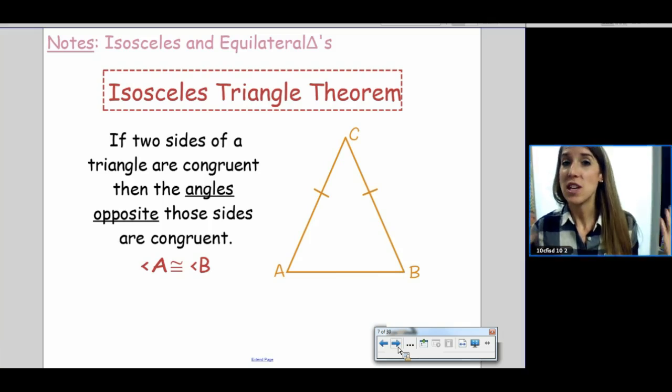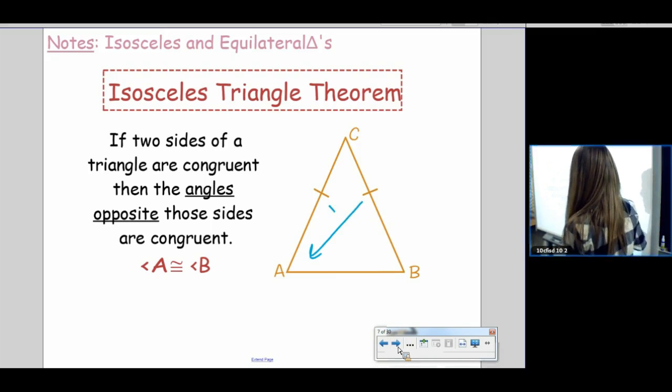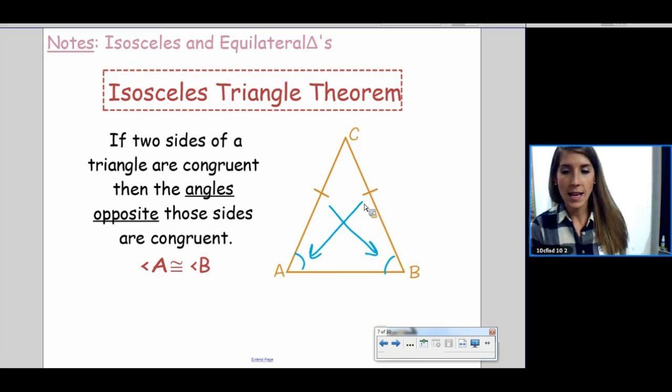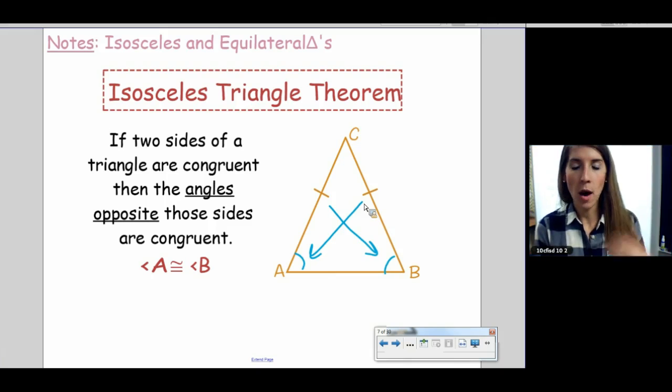So in other words, where there are tick marks, there are arcs. Tick marks and arcs go together. You simply look across from the tick marks, and that's where your arcs go. Angle A is congruent to angle B. The base angles are congruent, in other words. The base angles of an isosceles triangle are always congruent. Pause me if people need more time to write this down.